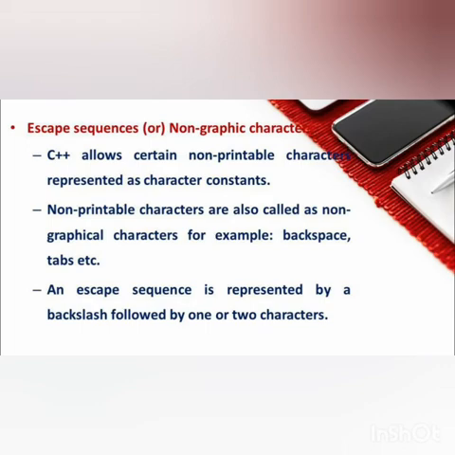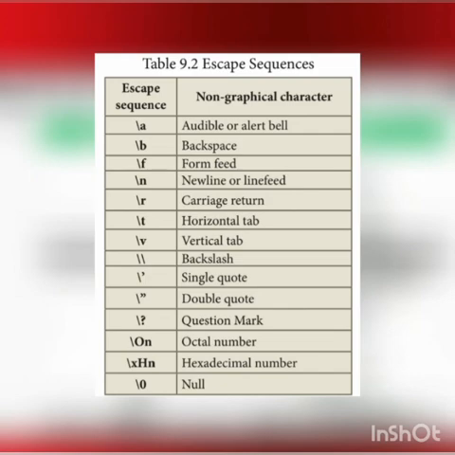Escape sequences are nothing but a backslash followed by a character. For example, the escape sequence backslash a: if you want to create a bell sound, you give backslash a, then you will get a bell sound. Backspace is backslash b. Form feed is backslash f. If you want to create a new line in your output, you give backslash n.